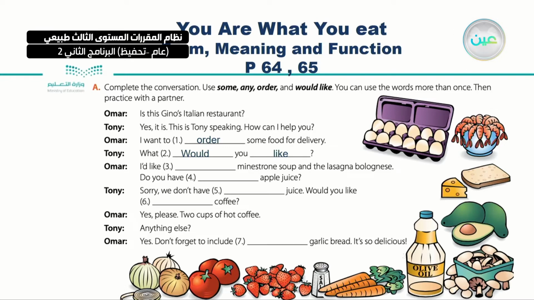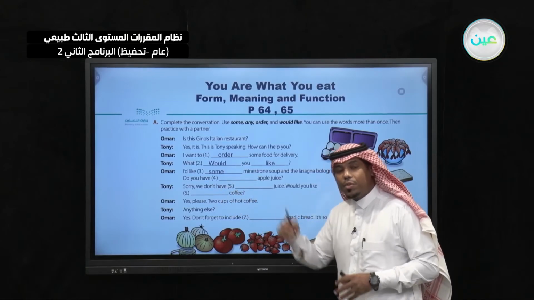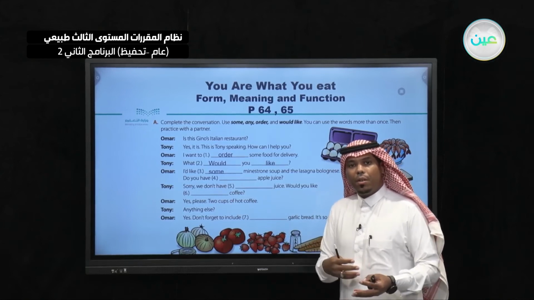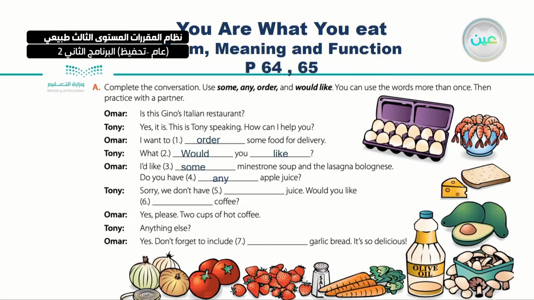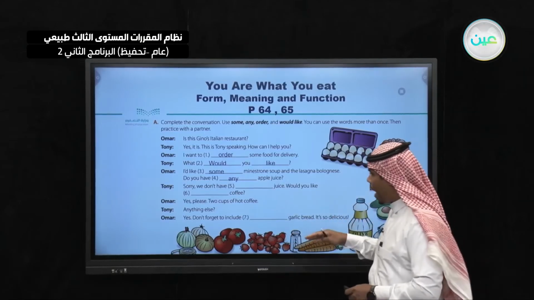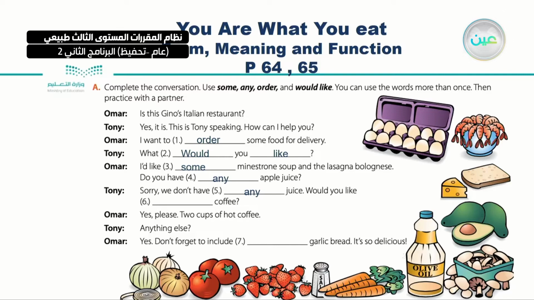So here I'm talking about what? I would like some, okay? I would like some. We are not using the negative state, okay? Do you have apple juice? This is a question. So I have to use which kind of expression? Yeah, okay. Any apple juice. Very good. Sorry, we don't have. So this is a negative statement. Okay, so again, any juice.